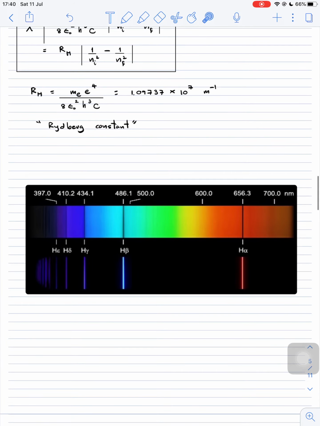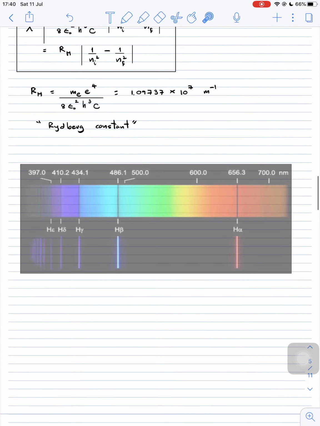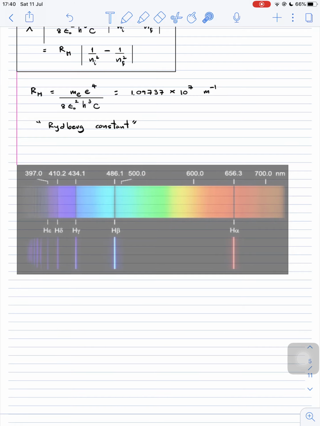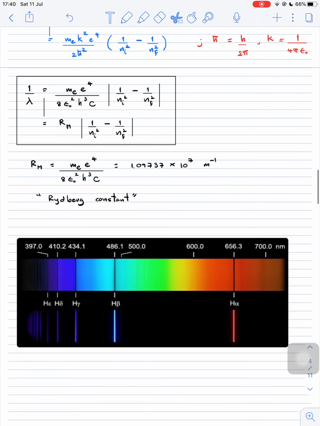Okay, so this is the spectrum of the Balmer series.